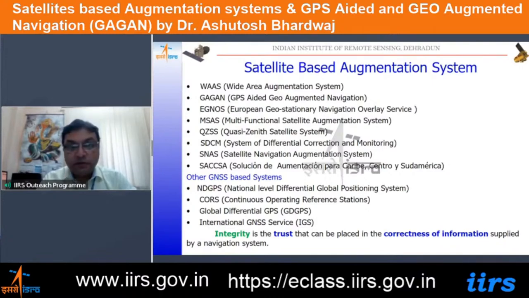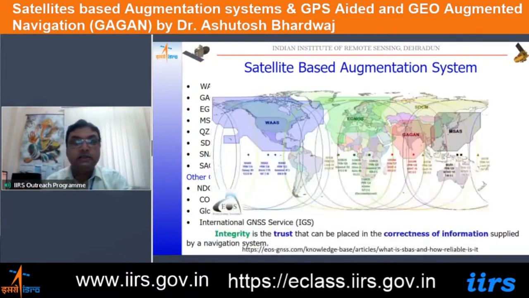Now when multiple systems are there, it is to be checked whether mathematically they are functioning properly. That is what we are considering as integrity. Integrity means what kind of trust we can have in the information which is coming from the GNSS or the SBAS system. So that has to be seen and maintained. Then we will further cover the NDGPS, CORS and GDGPS later on, along with the IGS stations.